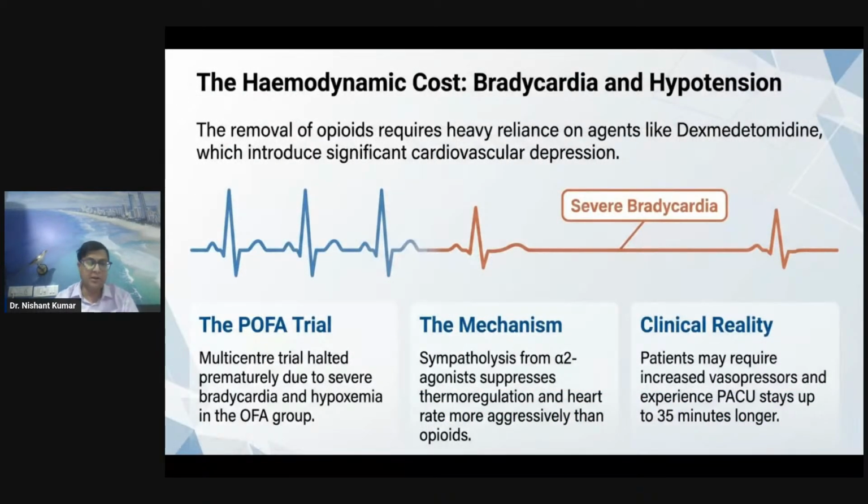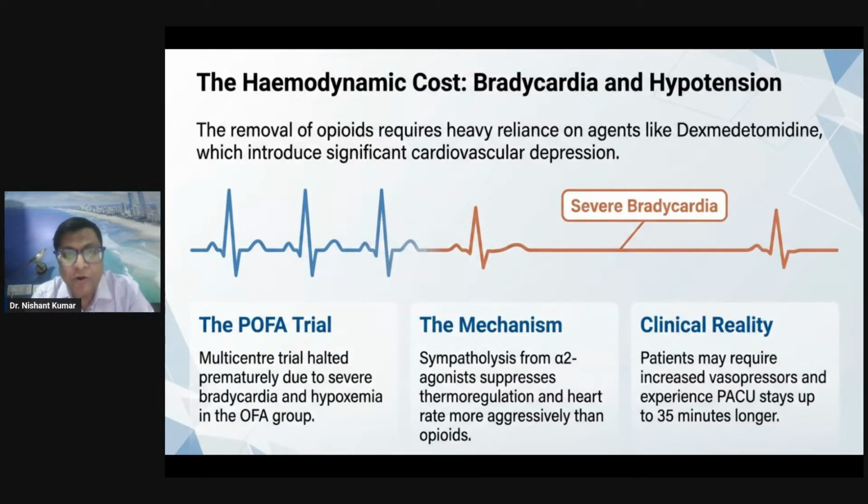Now, the main controversy, or the main opposition, to the use of opioid-free anesthesia came from the POFO trial. It was a multicentric trial halted prematurely due to severe bradycardia and hypoxemia in the opioid-free anesthesia group. In fact, there were two asystoles also. This was when they had used dexmedetomidine in a dose of 1.4 microgram per kg bolus and an infusion going up to 1.2 to 1.6 microgram per kg per hour. Once they reduced it to less than 1 microgram per kg, bolus and maintenance, there were no further incidences of bradycardia. But their ethical committee asked them to stop the trial.